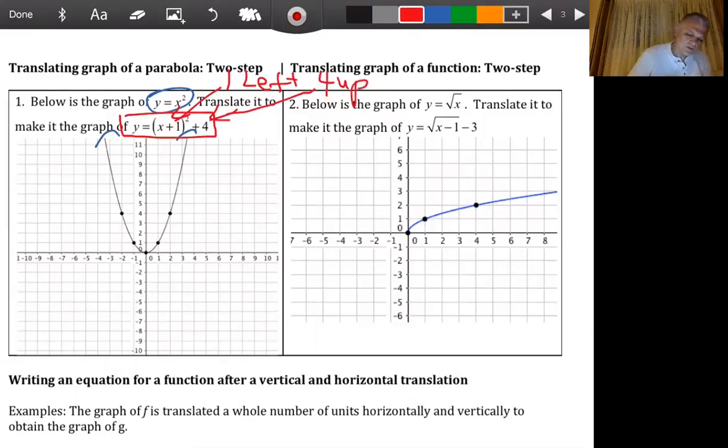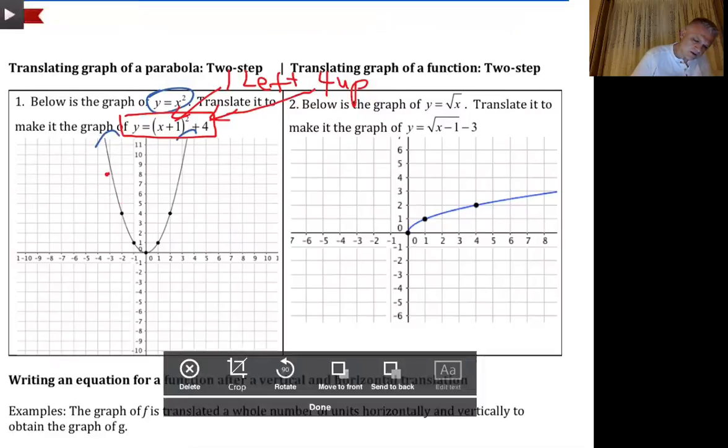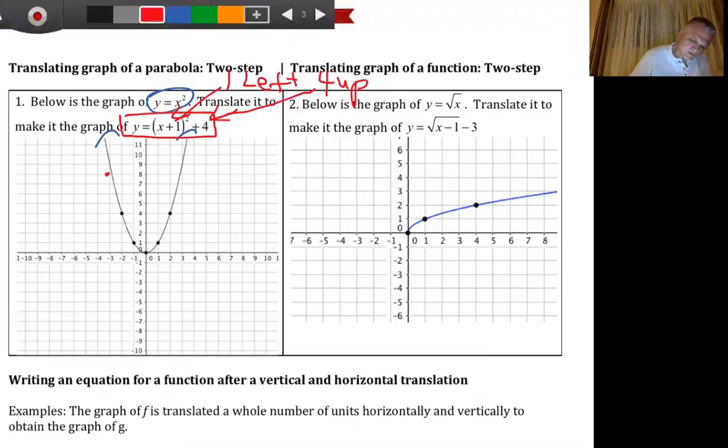So just like with the previous questions, we're going to use all of the dots, all of the points that they gave us, and we're going to do our translating to those points. We're just going to do 2 things to each point. We're going to go left 1 and up 4. So let's do that. Let's take this fella right over here. We're going to go left 1, up 4, and he'll be right about there.